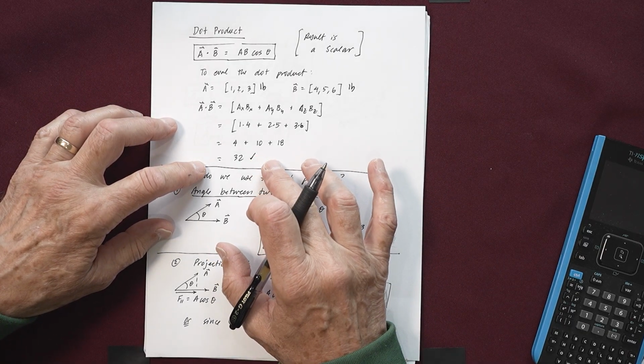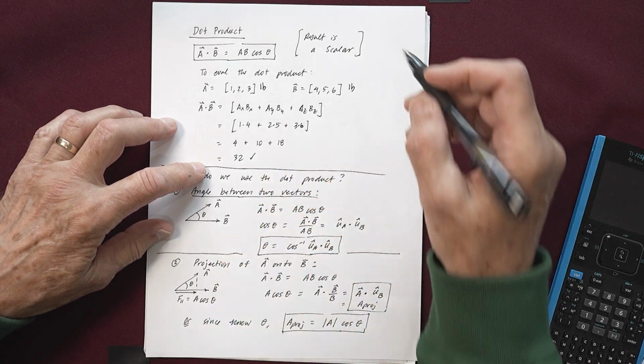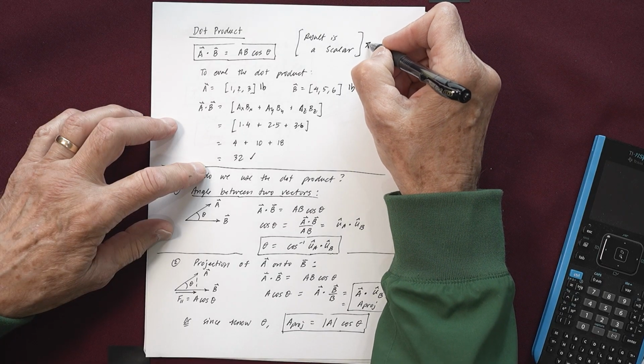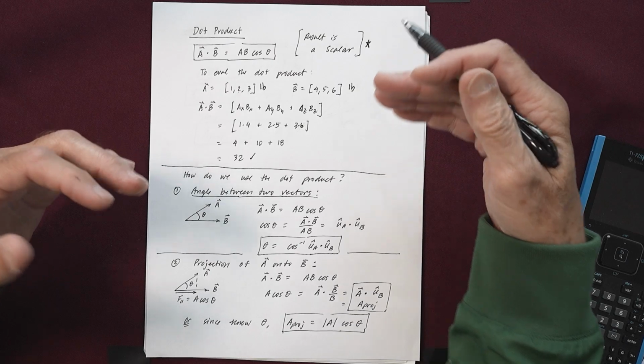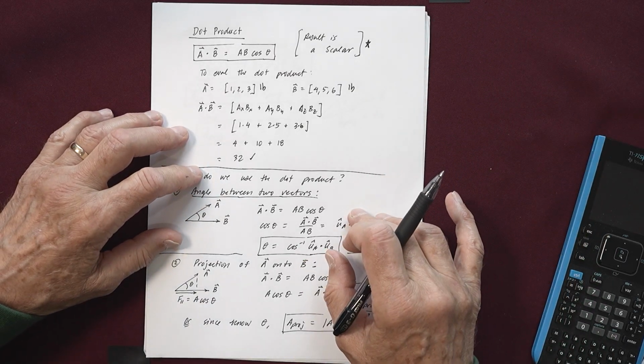Notice that this is a scalar. It's a single number, so the result is a scalar. This is sometimes called a scalar product, not a vector product, because the result is a scalar.